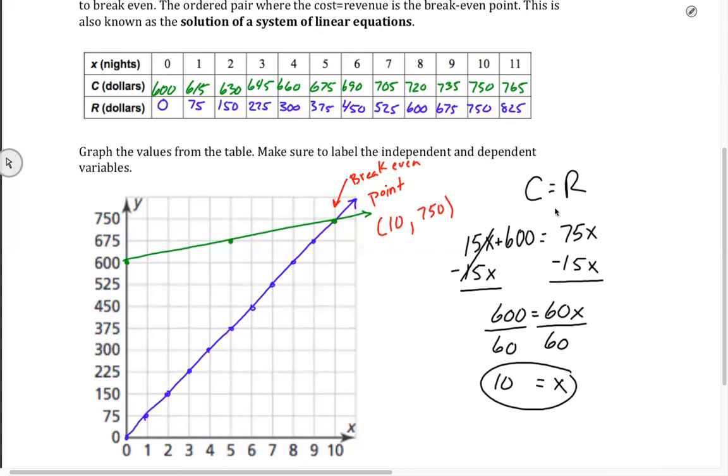So that is a little bit of the intro to 5-1.